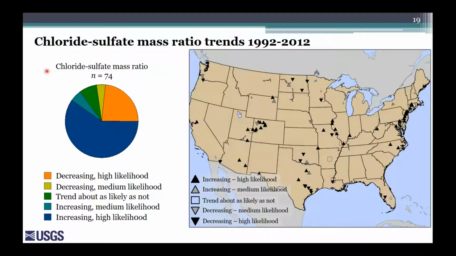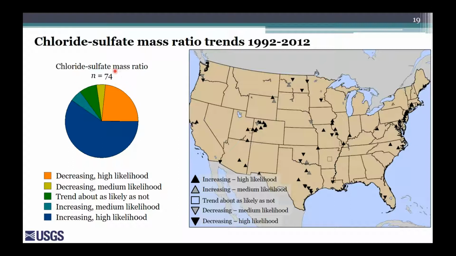Okay, so coming back to something we looked at before, when we looked at this map and pie chart earlier, it was expressing the change in chloride concentration. And in this case, I'm looking at changes in chloride to sulfate mass ratio between 1992 and 2012. So again, we have a map that's expressing both the upward and downward trends. There's this collection of sites in the northeastern United States, which tend to all have upward trends. And we can see from the pie chart that in this case, about 3/4 of the sites considered have some evidence of increasing chloride to sulfate mass ratio.